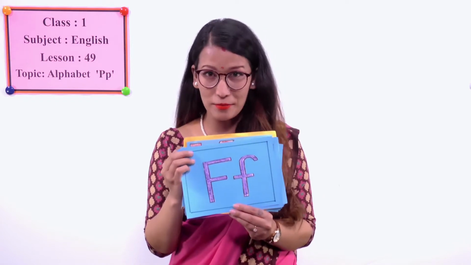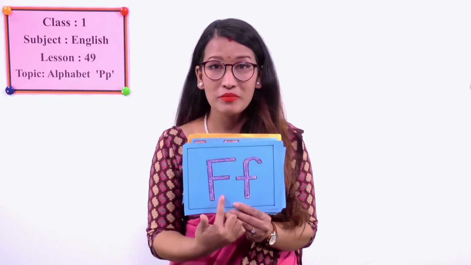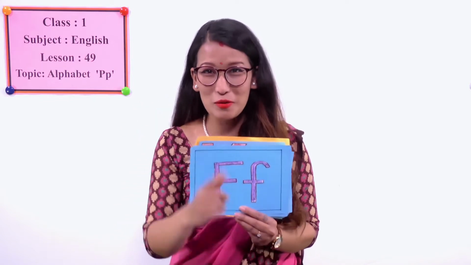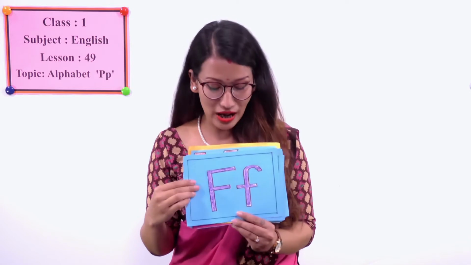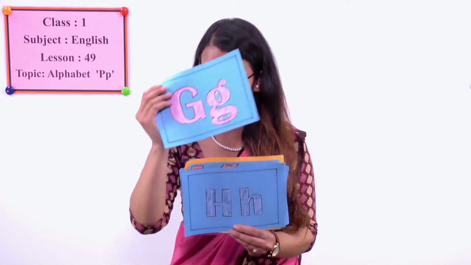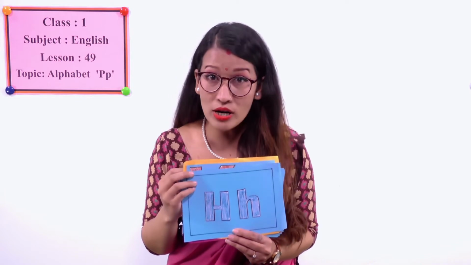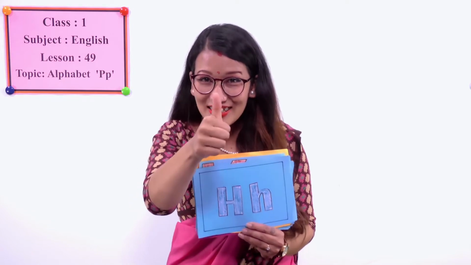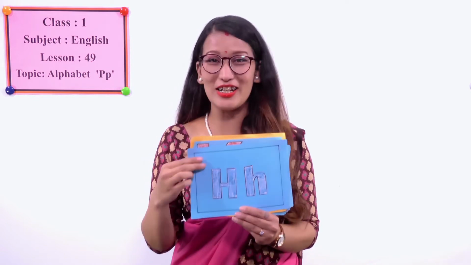F. Very good. Can you tell me one word that starts with the letter F? Good. Fish. And finger. Good. Now, what is this? Good. Another. Excellent. H. Can you act like a horse? Make a sound like a horse. Good. The word horse starts with the letter H. Good. Now another.